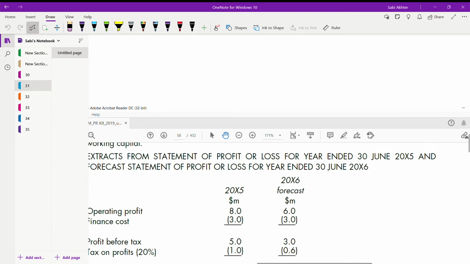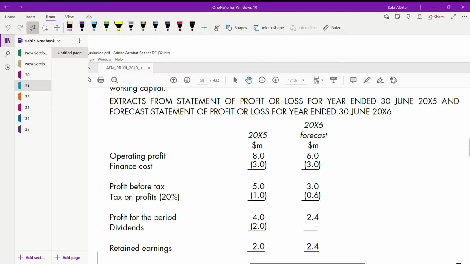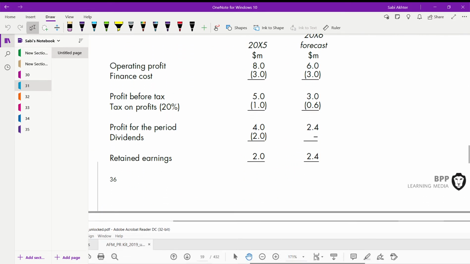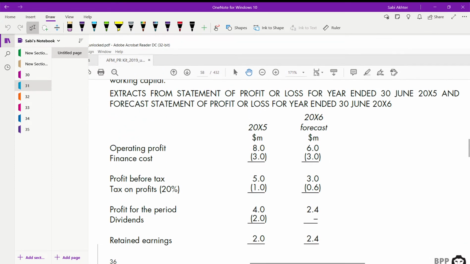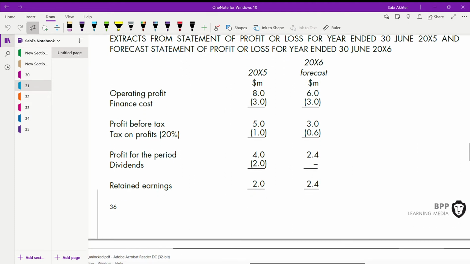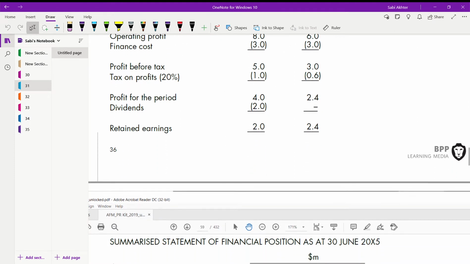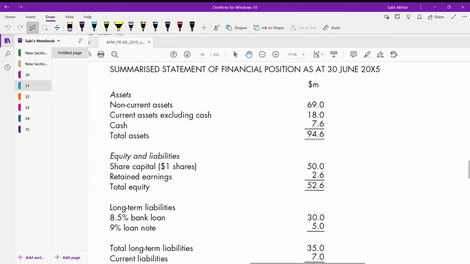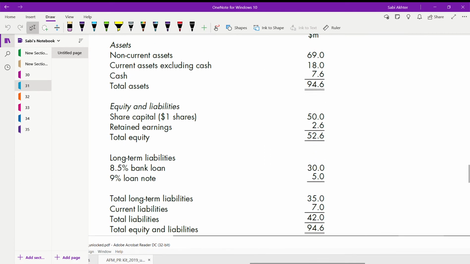So this is the question. I haven't put the full question. That's why I'm just trying to show that this is how they will give you the income statement, or statement of profit or loss account, right? Just see, starting with operating profit, going to retained earnings. Then they have the statement of financial position also. So all this they will give you. You just have to change this figure.